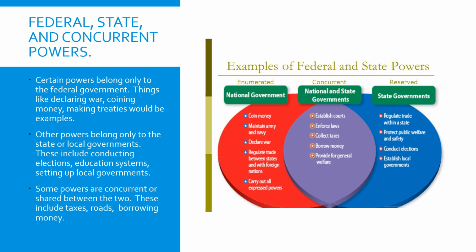And then what we have are some powers that are shared. These are called concurrent powers, but they're shared between the two. Things like taxes. Both South Carolina and the federal government can tax us. Roads. Both South Carolina and the federal government can build roads. Borrowing money. Both South Carolina and the federal government can borrow money. So these are things that are shared between the two. These are shared powers. And you can see there in the chart, there are some specific ones listed. The red would be just the federal government powers. The blue would be just the state government powers. And then the purple would be those shared or concurrent powers.